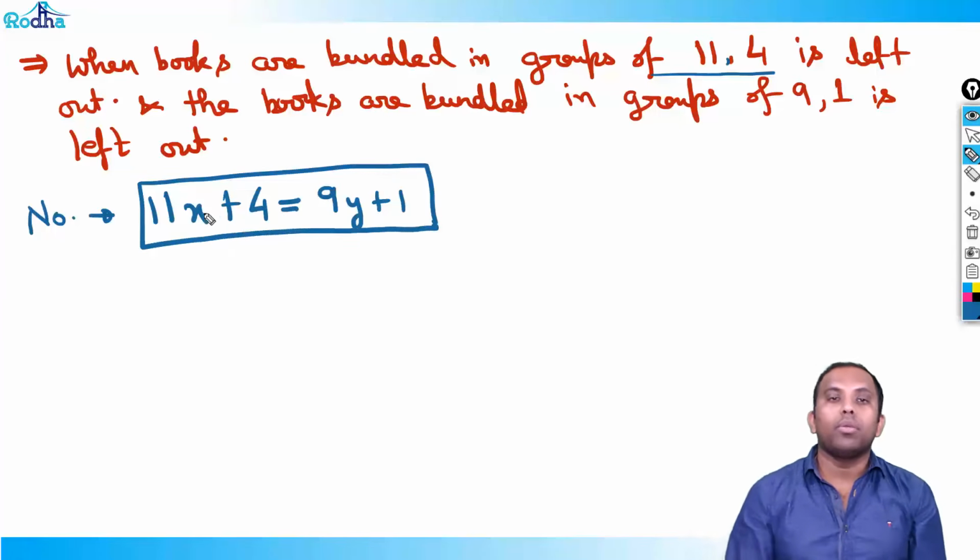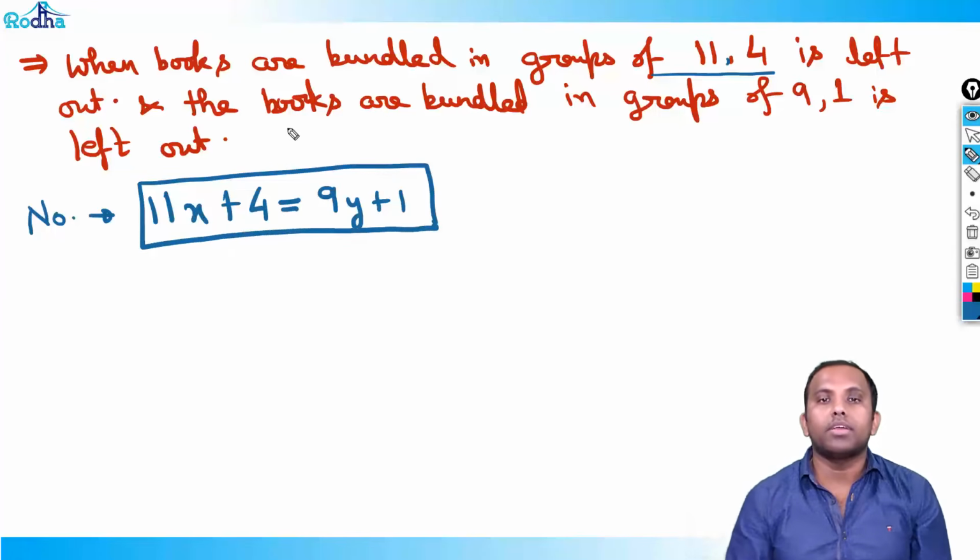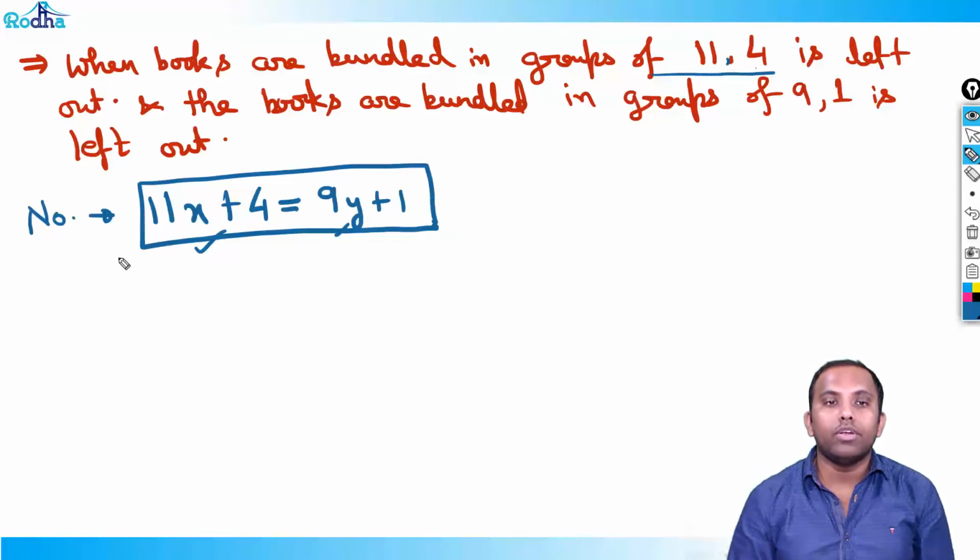We have discussed so many such questions in numbers, right? Same thing here. A number when divided by 11, remainder is 4, so 11x plus 4. The same number when divided by 9, remainder is 1, so 9y plus 1, right? So what is my first such number satisfying this condition? We can solve it easily. We know how to solve it, right?